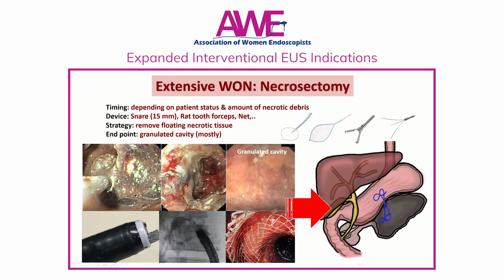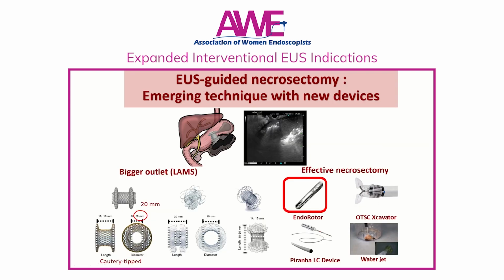You can see that the stent can be placed through the skin, and the paracolic gutter collection can be drained through here. Many devices can be used for necrosectomy, including a snare, rat tooth forceps, Roth net, and grasper. The endpoint is the presence of a granulated cavity, as shown here. Then LAMS can be changed to multiple plastic stents to keep the tract open. Besides using bigger sized LAMS with cautery tip, new devices have been introduced for effective necrosectomy, as shown in the right lower corner here, including the EndoRotor or other devices.